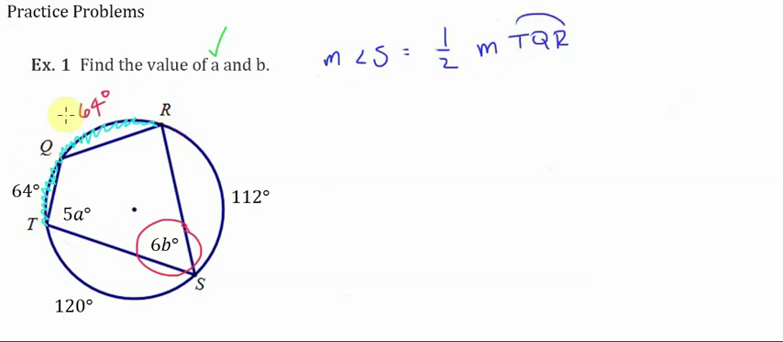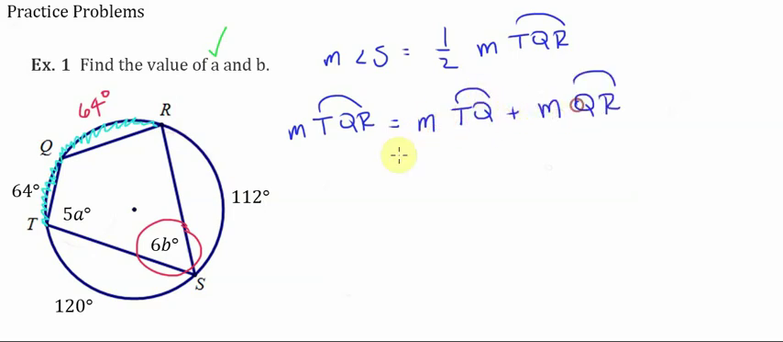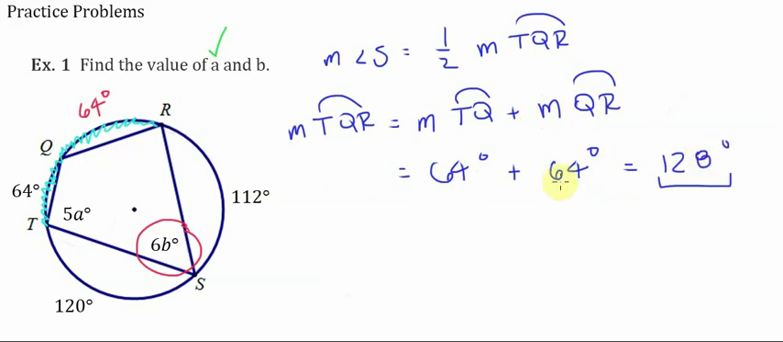And again, I'm using the point Q here to specify I'm talking about the minor arc here and not the major arc. From here, I actually have all the information I need. What I can do is if I want to find the measurement of arc TQR, I want to add together the pieces I do have, which are the measurements of arc TQ and the measurements of arc QR. So doing some substitution here, measurement of TQ was 64 degrees and QR was also 64 degrees. So adding together, I get 128 degrees.